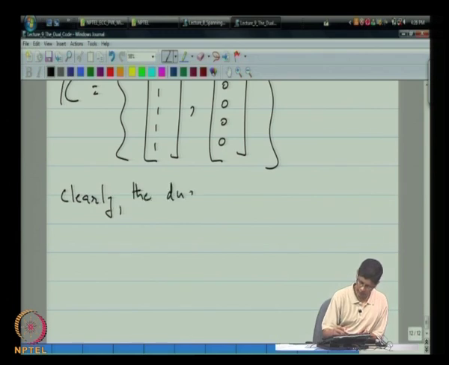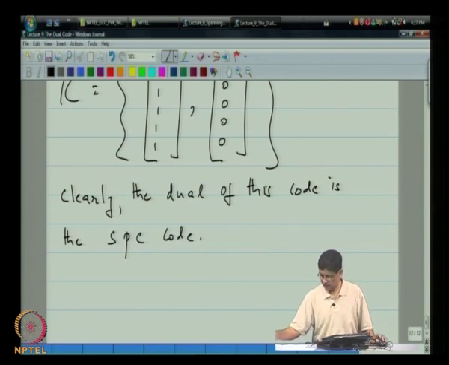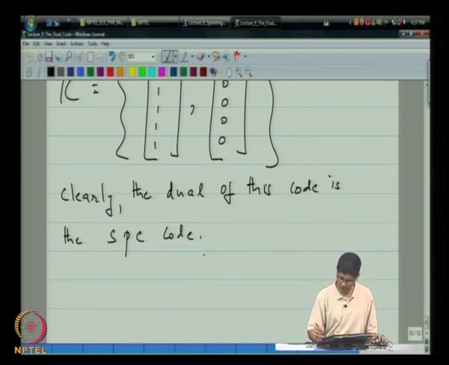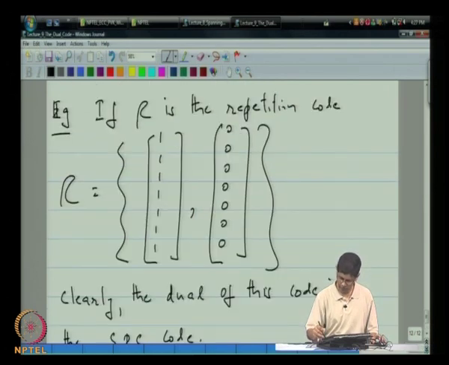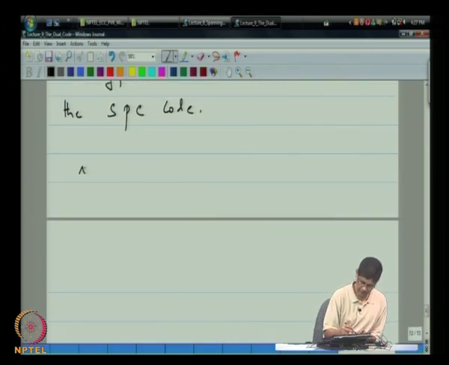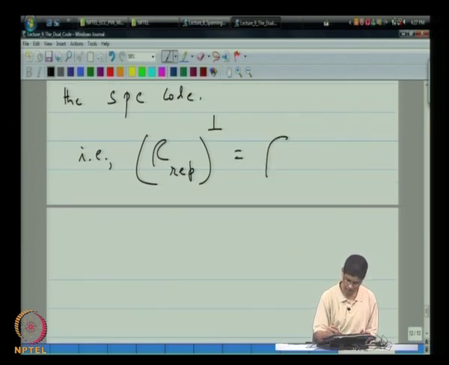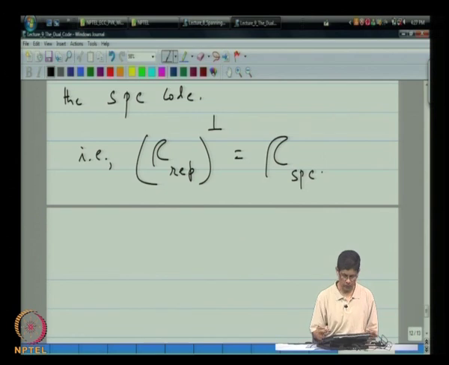The dual of this code is the single parity check code. All right. And so, we can summarize this and say, if you take the repetition code, its dual is the single parity check code.